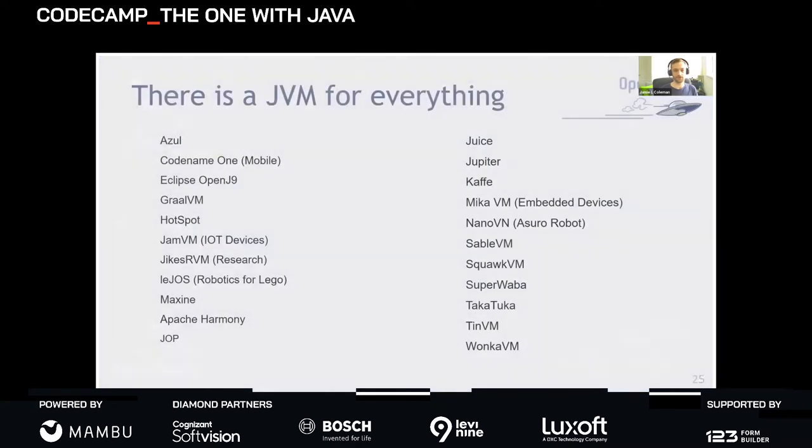There are quite a few of them, and there's a JVM for everything. Some of these JVMs are discontinued. I kept them on here because I love the names, like Wonka VM. I don't know what that was for. Maybe Charlie and the Chocolate Factory needed a JVM somewhere. I don't know. But there are pretty much JVMs for everything.